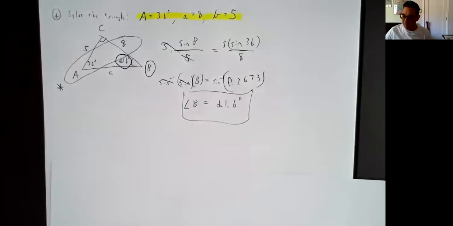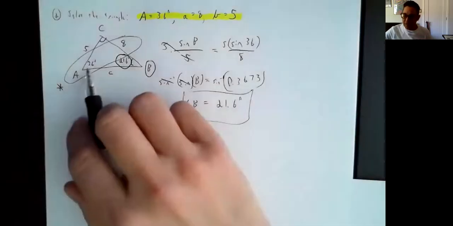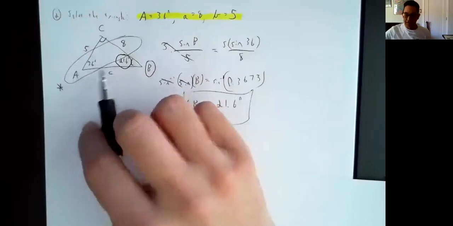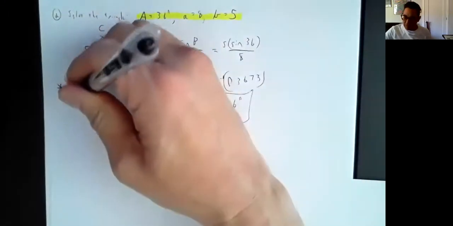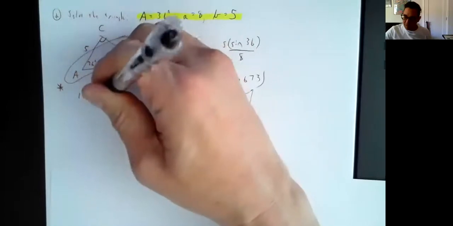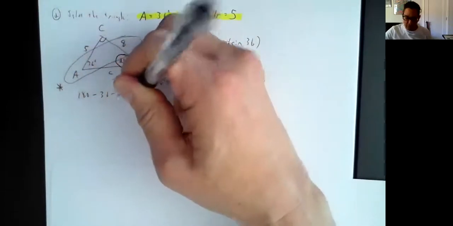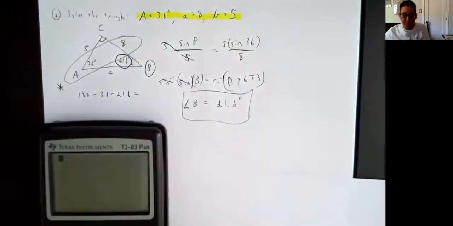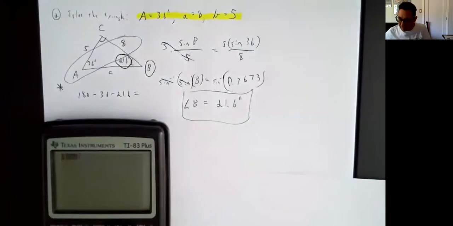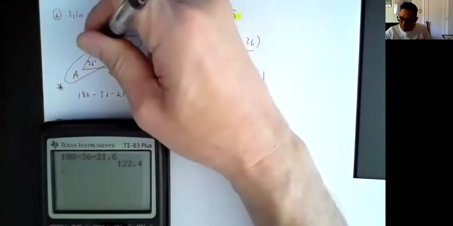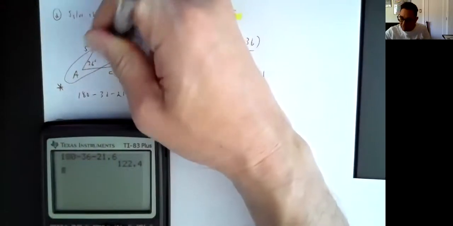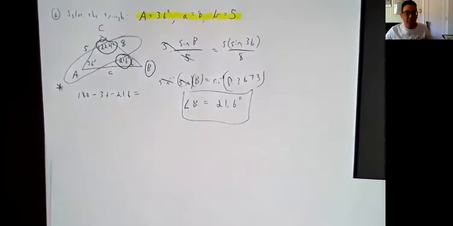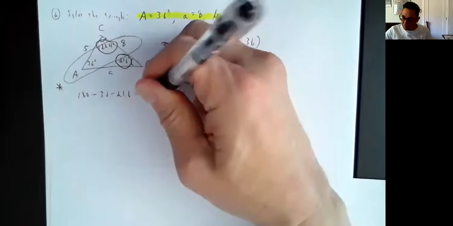We figured that out. Okay, now here's some good news. Now that I have two angles, I can use my sum formula, and it's going to be 180 minus 36 minus 21.6, and that will equal angle C. All right, so 180, get your calculator, minus 36 minus 21.6, I get 122.4 degrees. So there's my angle C. So I didn't even have to use the law of sines.